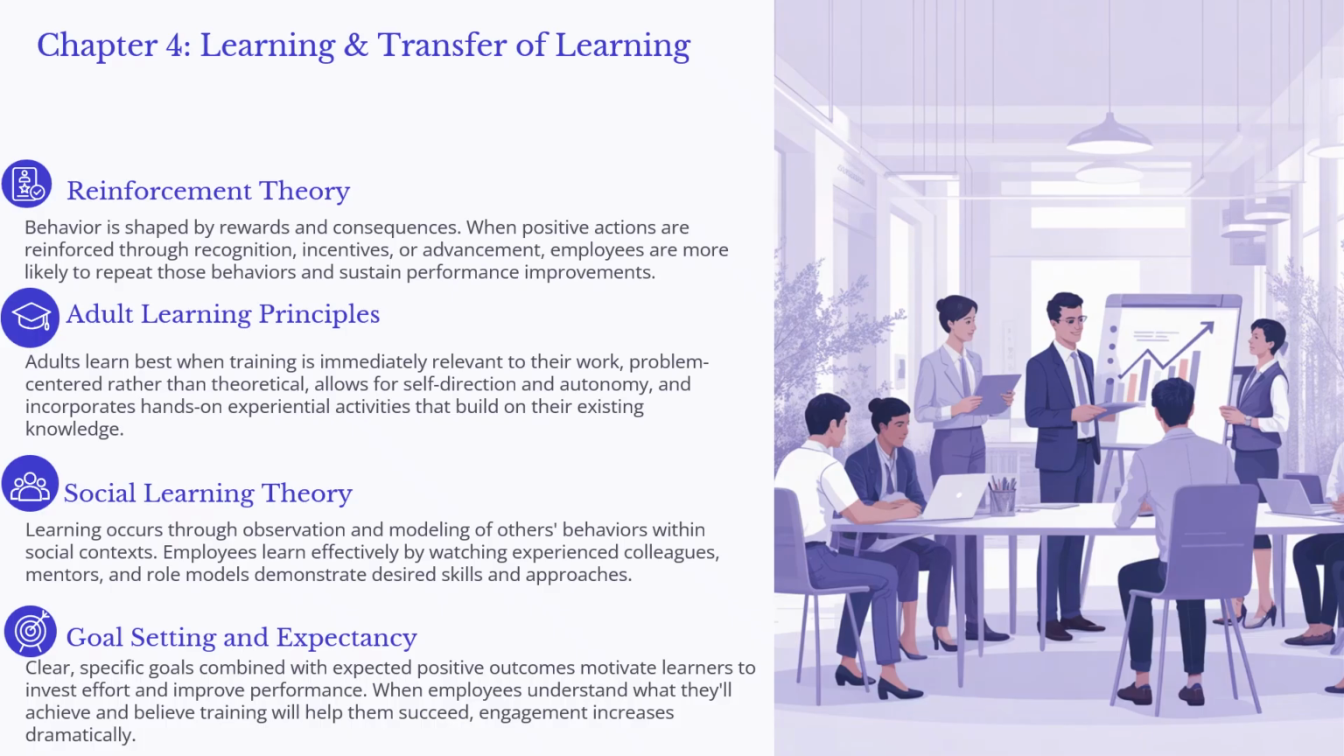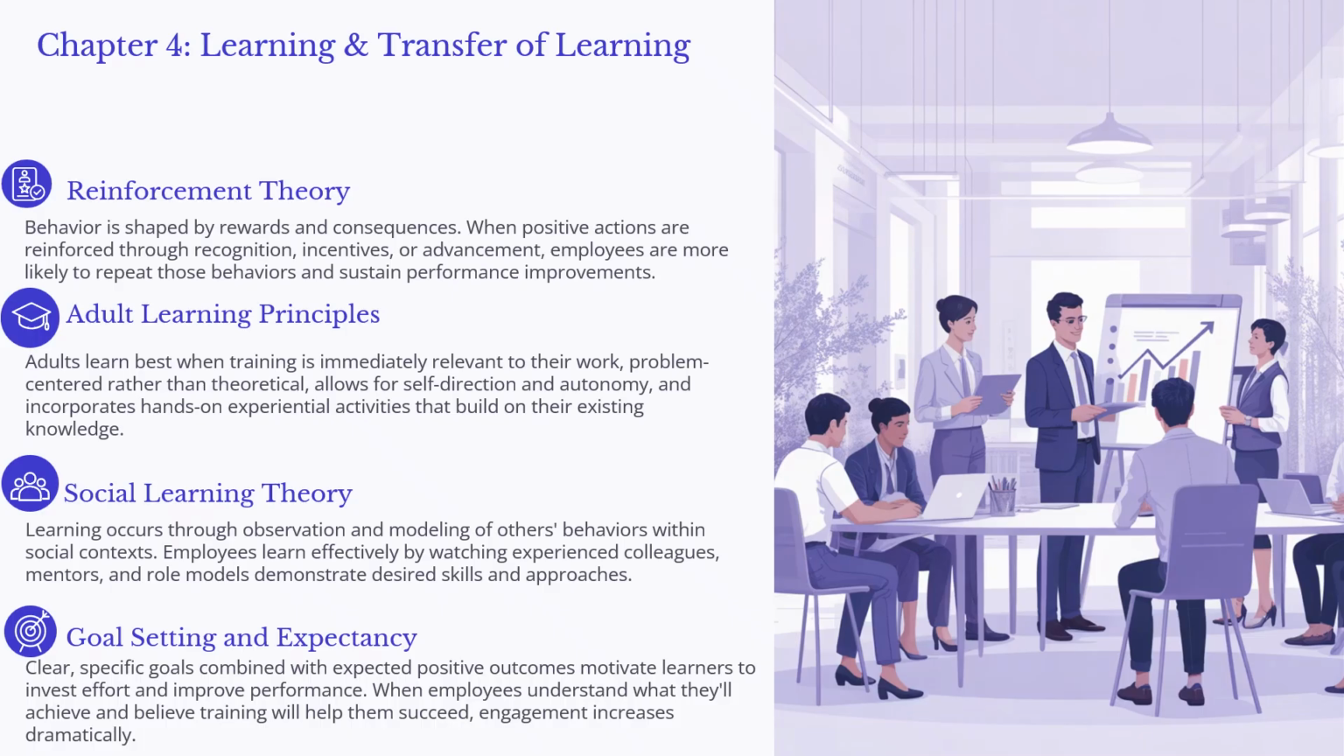The second one, adult learning principles. Adults learn best when training is immediately relevant to their work, problem-centered rather than theoretical, allows for self-direction and autonomy, and incorporates hands-on experiential learning. Now, these really build on their existing knowledge, and people feel more empowered and confident when we take into practice that they already are working on these pieces as an adult learner.